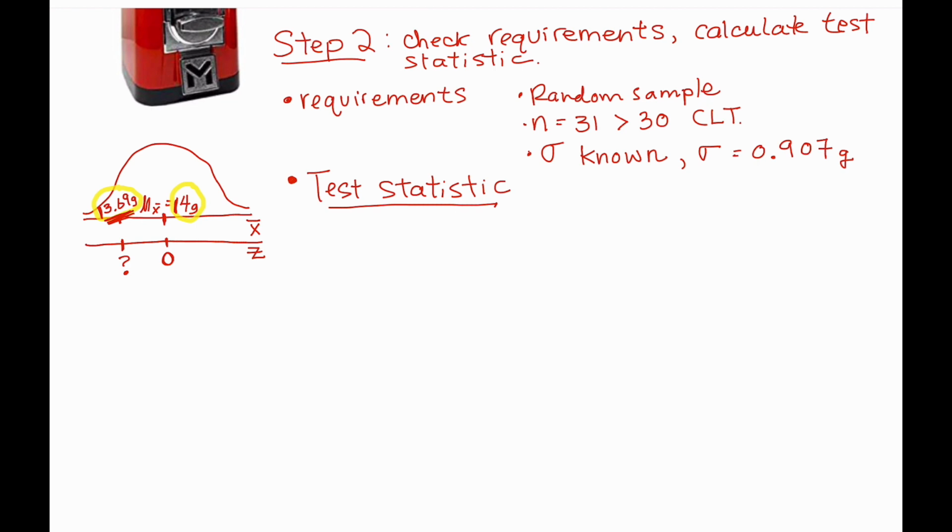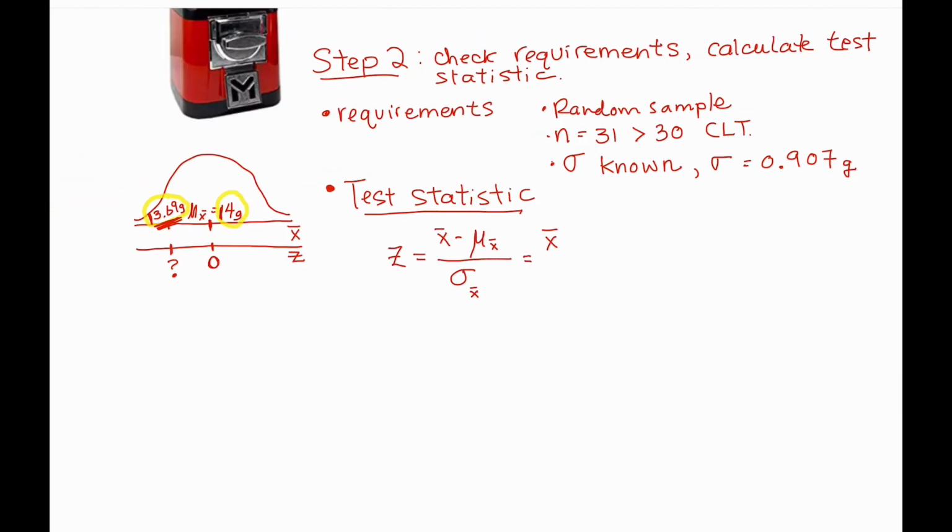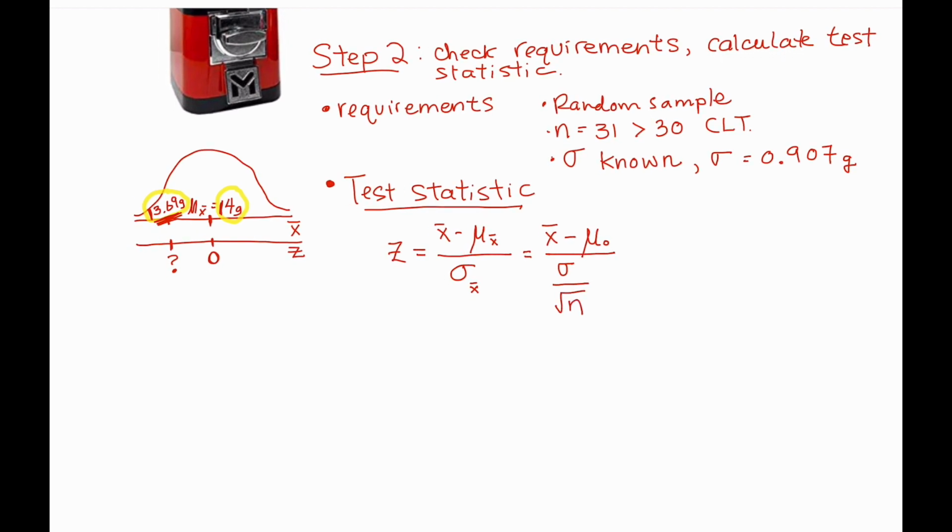So the test statistic is calculated as follows. This is just our sample mean. We're using the null value, 14 grams, and then we have our known standard deviation. So I'm just going to fill in these values: sample data minus null value, divided by population standard deviation over the square root of our sample size, which was 31. I would put this whole thing into my calculator, and I would not want to round anything.